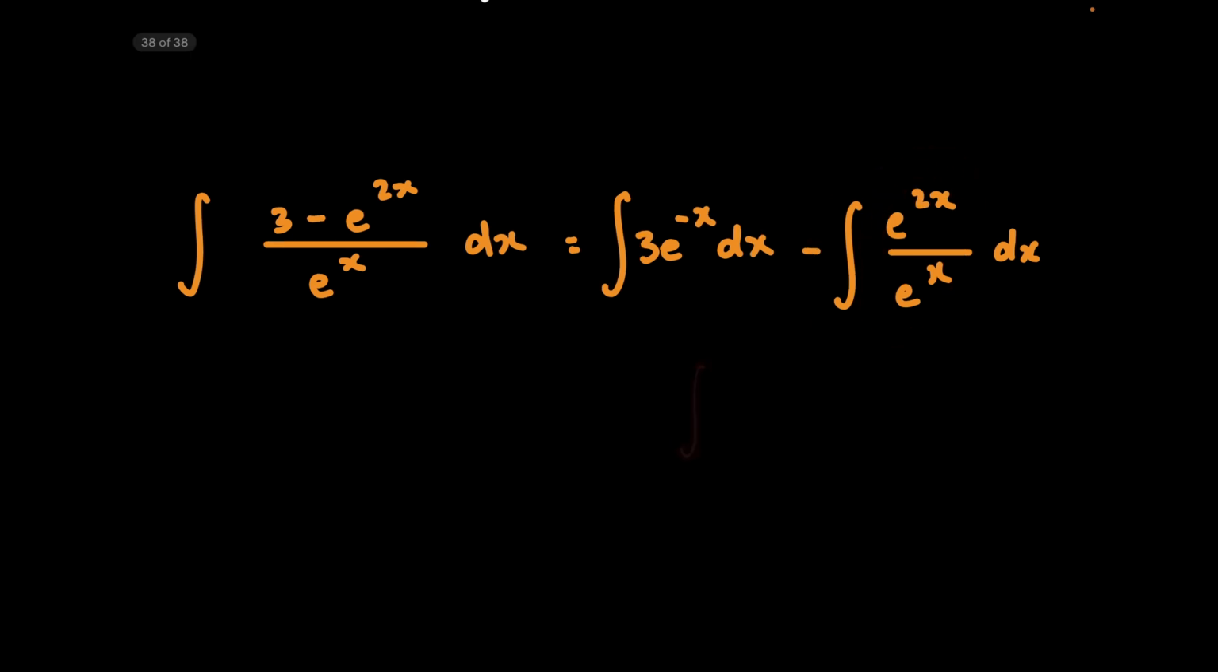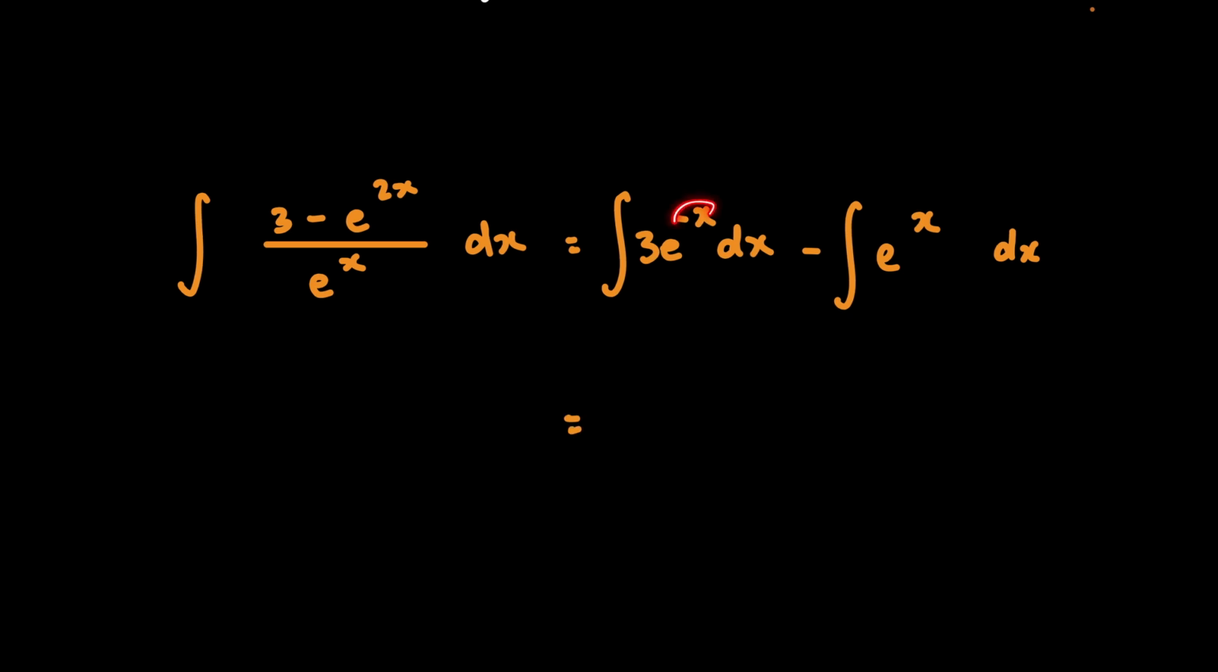The integral of e to the power of 2x divided by e to the power of x is simply the same as the integral of e to the power of 2x take x. And 2x take x is simply just x. So it becomes the integral of e to the power of x dx, and this is very easy to integrate.